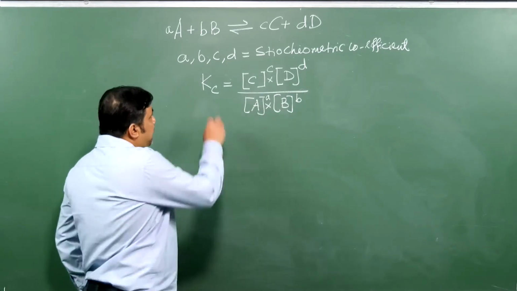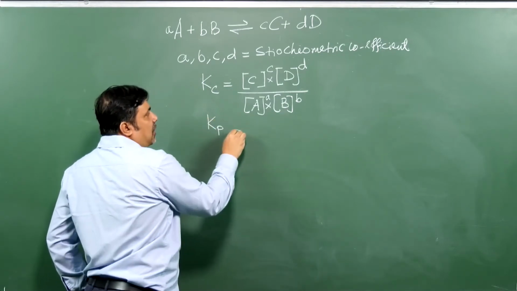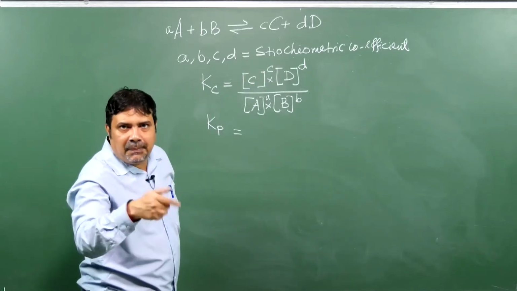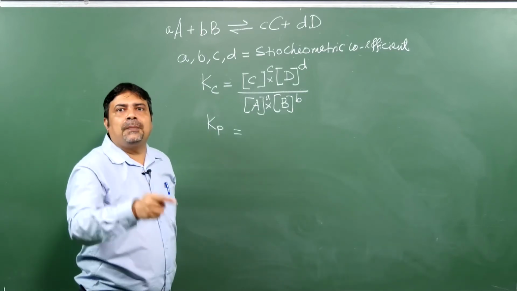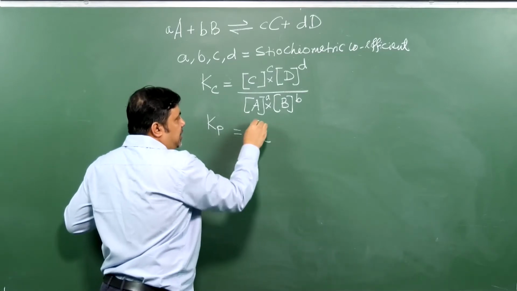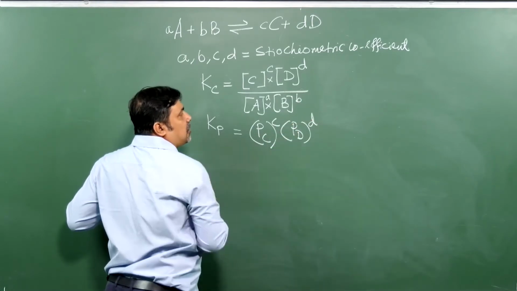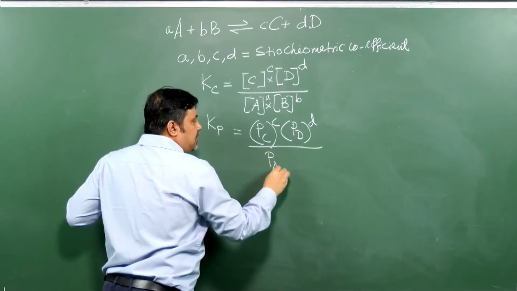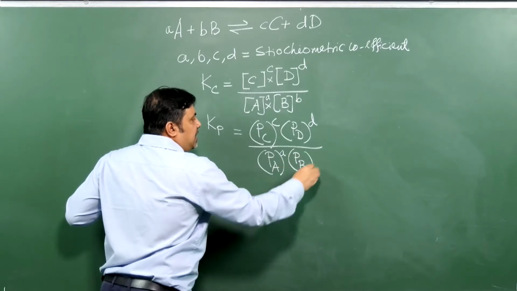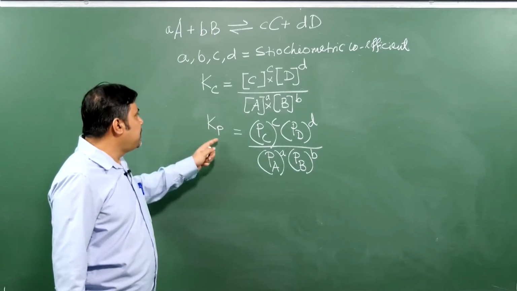And then the expression of Kp, the equilibrium constant in terms of partial pressure. Kp will be equal to the partial pressure of the products raised to the power of their stoichiometric coefficients, divided by the partial pressure of the reactants raised to the power of their stoichiometric coefficients. The same way I am writing: partial pressure of C to the power c into partial pressure of D to the power d, by partial pressure of A to the power a into partial pressure of B to the power b.